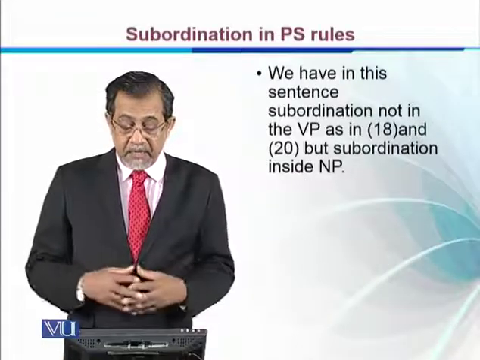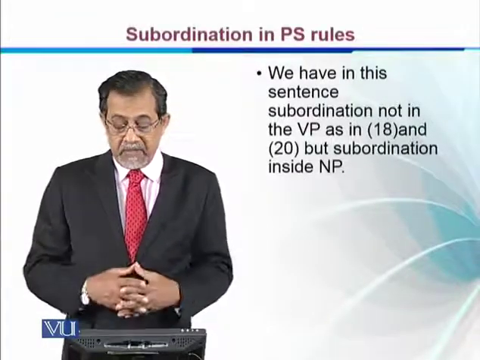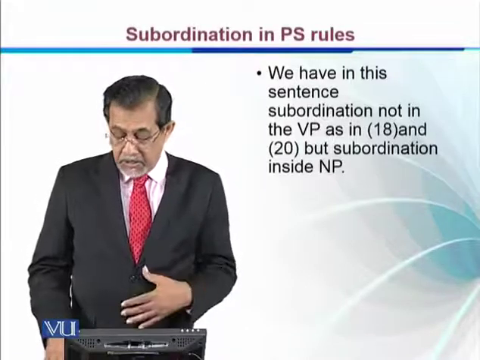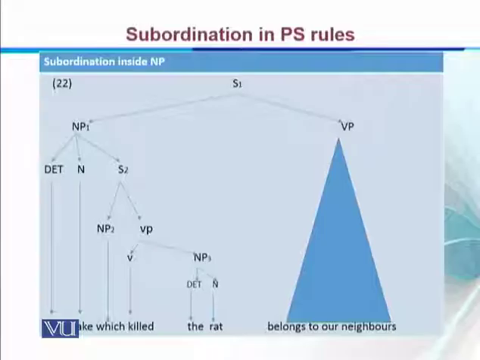So in this sentence we have subordination not in the VP as we've seen previously, but inside the noun phrase. So let's look at this subordination inside the noun phrase. We have S1, which is the main sentence. It consists of NP1 and VP. This NP1 consists of a determiner, a noun, and S2. S2 consists of NP2, "which," and VP, "killed," and a noun phrase, "the rat," which is the third noun phrase in this. And then we have a verb phrase, "belongs to our neighbors."